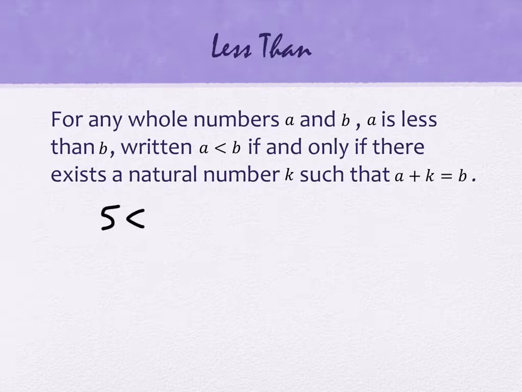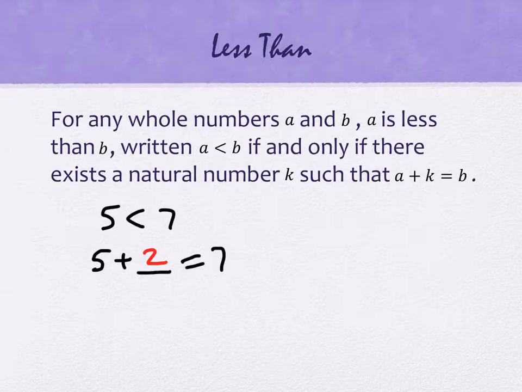The reason that 5 is less than 7 is because there is a number that I can put right here that makes these equal. We know it's the number 2, of course, but that's what it means to be less than. It means that there's a number I can add to it to make them equal. Now, using this as a definition of less than, what we're going to do next is give the definition of less than using addition.